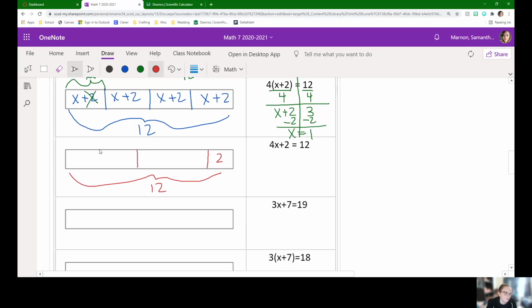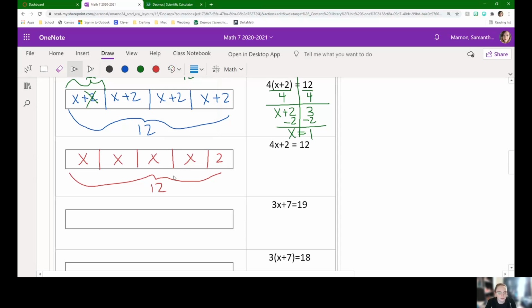So I'm going to split it in half, and then those halves in half. So this is X, X, X, and X. So that's my 4X plus 2 on my diagram. If you didn't get the diagram like this, pause the video and try solving for X now.